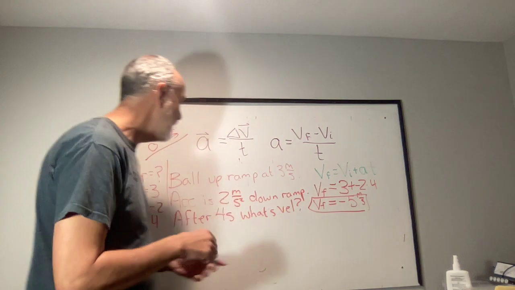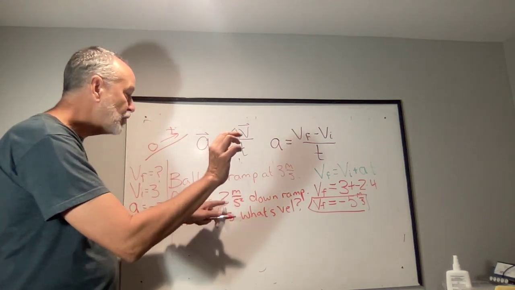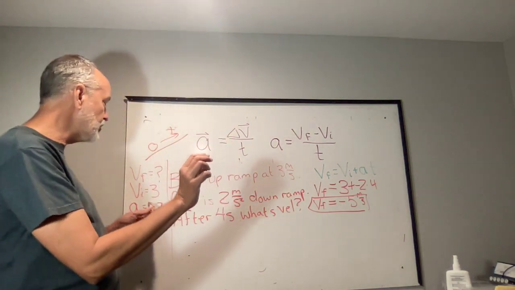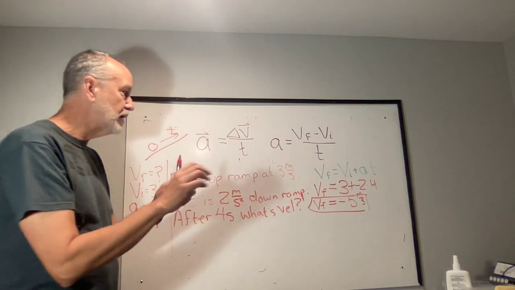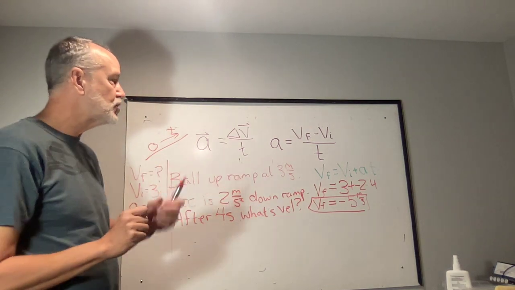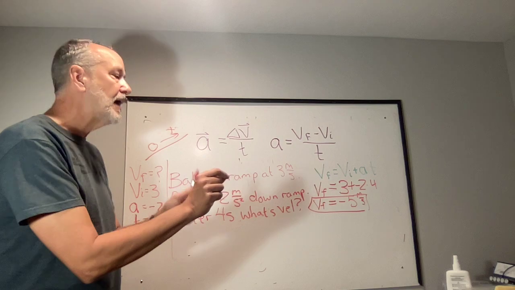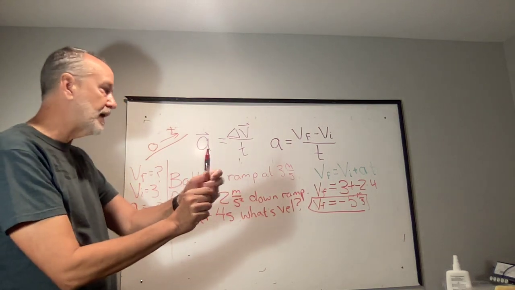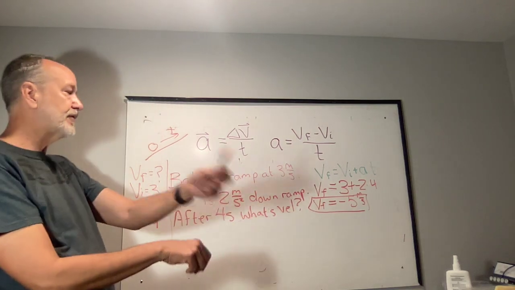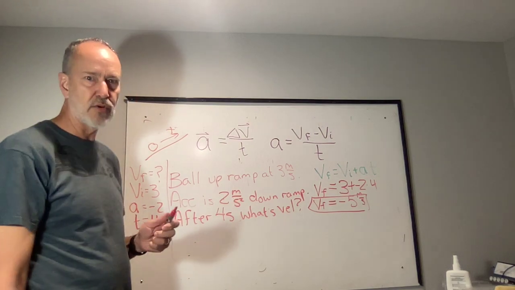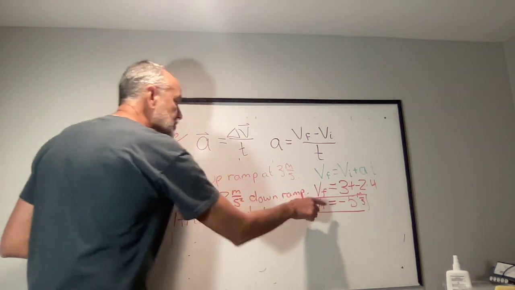Another way to look at it: it was going up at 3 meters per second. It's losing 2 meters per second every second. So after 1 second, it would be 3 minus 2, 1 meter per second. After 2 seconds, it would be -1. After 3 seconds, -3. After 4 seconds, -5. That's a long way to go. These same equations will get it for you.